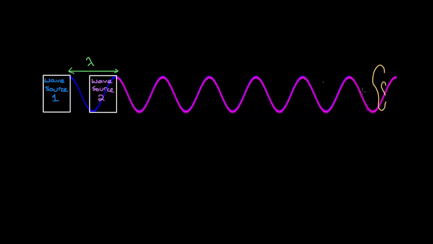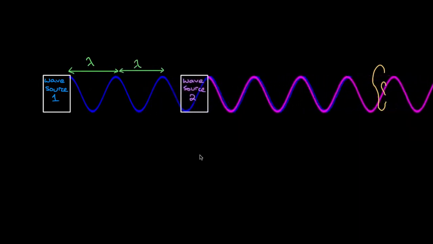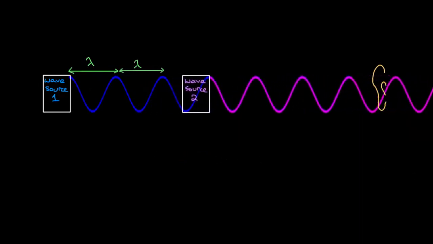But that's not the only option. We can keep moving wave source 2 forward. We move it all the way to here, we've moved it another wavelength forward. We again get constructive interference, and at this point, wave source 1 is having to make its wave travel 2 wavelengths further than wave source 2 does. And you can probably see the pattern. No matter how many wavelengths we move it forward, as long as it's an integer number of wavelengths, we again get constructive interference.